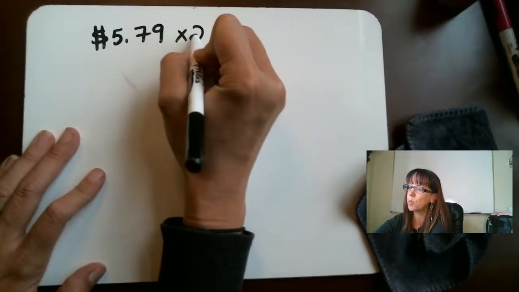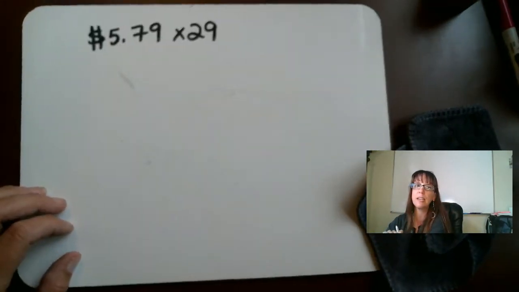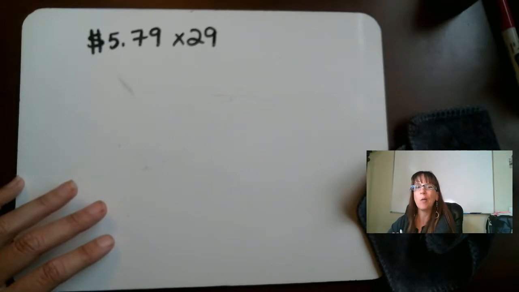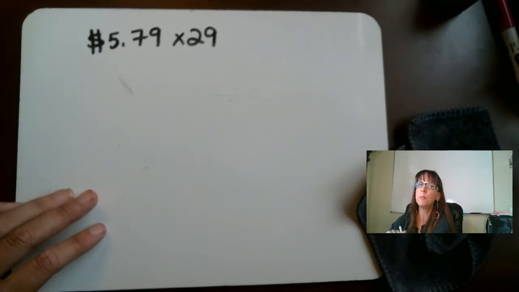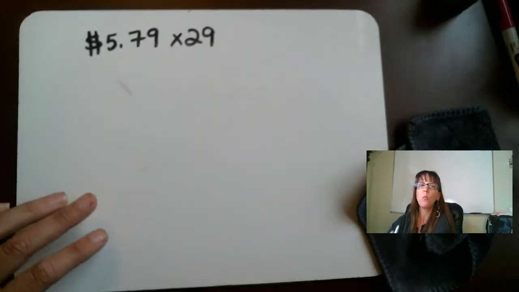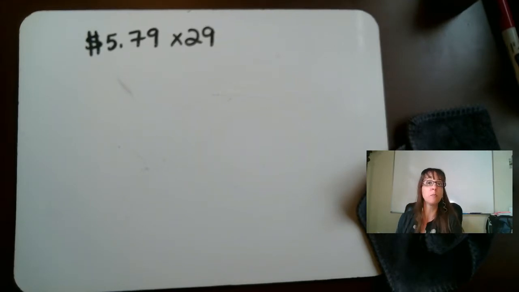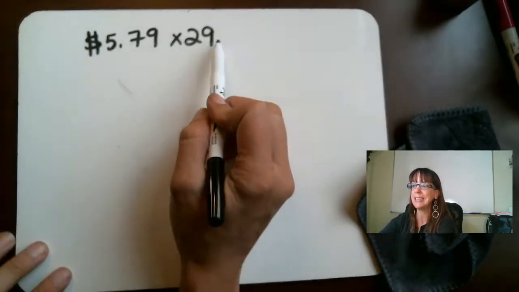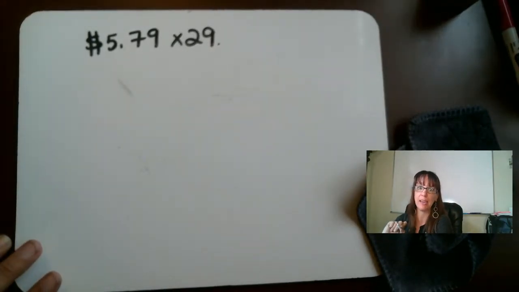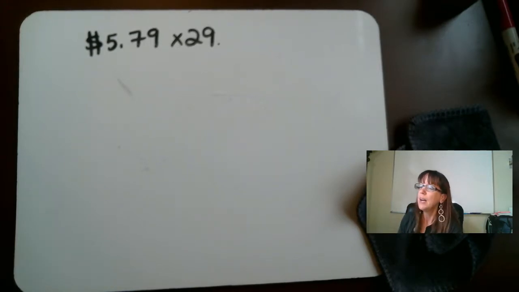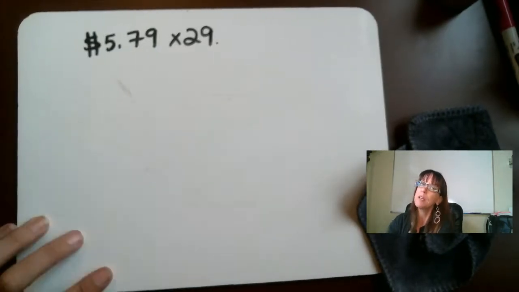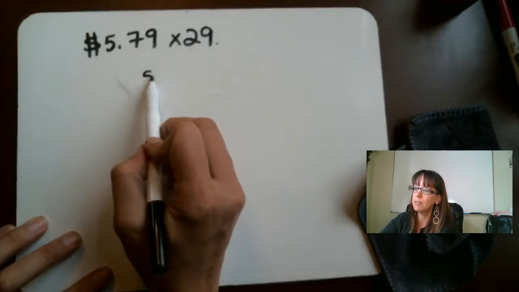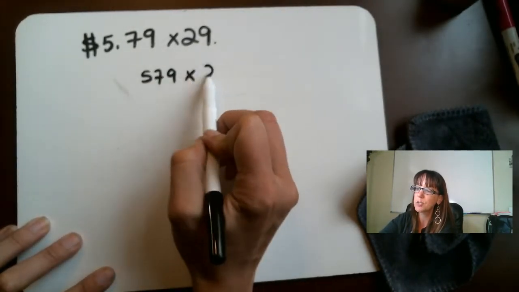$5.79 times 29. Now, as far as invisible math goes, one of the things that's invisible in math are decimal places. If it's not shown, it's at the end here, and that's going to come up at the end. That's going to be pretty relevant. In the meantime, we're going to treat this like a normal multiplication problem and ignore the decimals. So really, and I'm going to use my favorite method, that box method, 579 times 29.